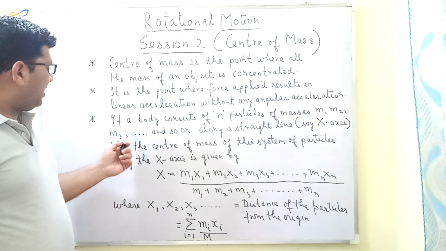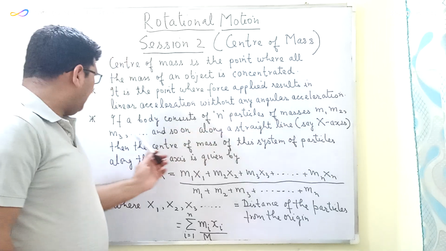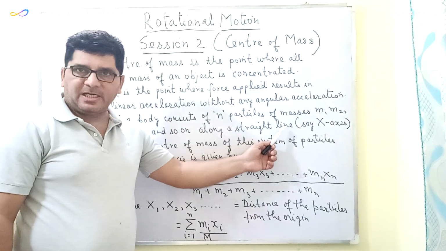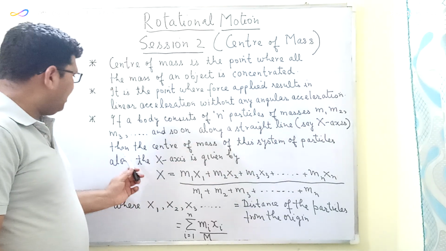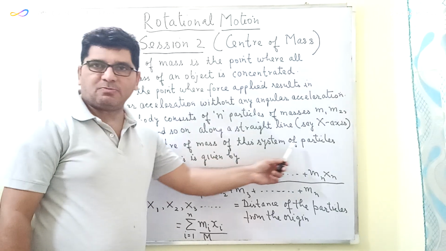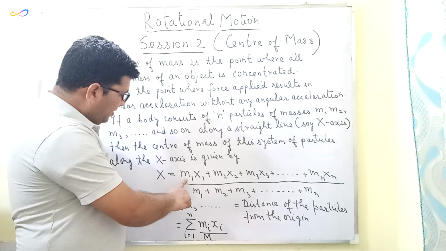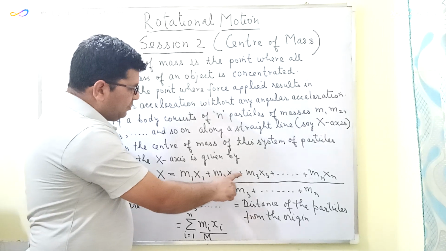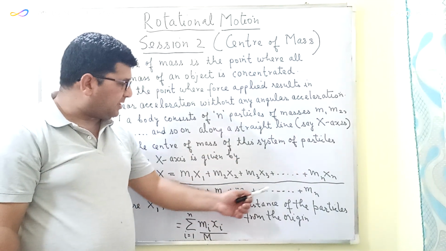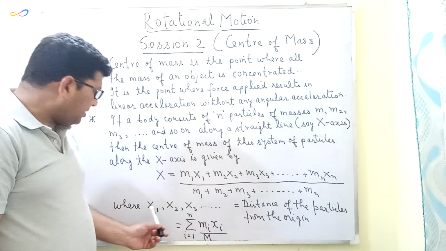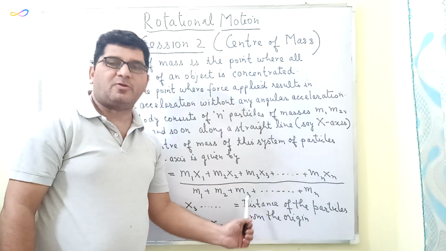The third point is, if a body consists of n particles of masses, say m1, m2, m3 and so on, along a straight line, which I have considered to be the x-axis, then the center of mass of this system of particles along the x-axis is given by m1x1 plus m2x2 plus m3x3 and so on up to mnxn, divided by m1 plus m2 plus m3 up to mn, where x1, x2 and x3 are the distances of the particles from the origin.